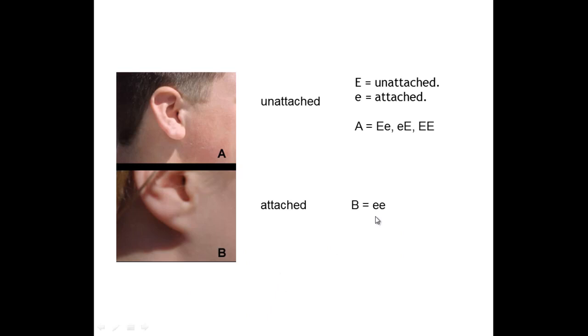So genotype is essentially the genetic makeup of an organism, and there's another word called phenotype, and that's how it's expressed. In this case all that means is either you've got an unattached or an attached earlobe, and that's your phenotype. Another phenotype might be eye colour or hair colour. So phenotype is how it's expressed.